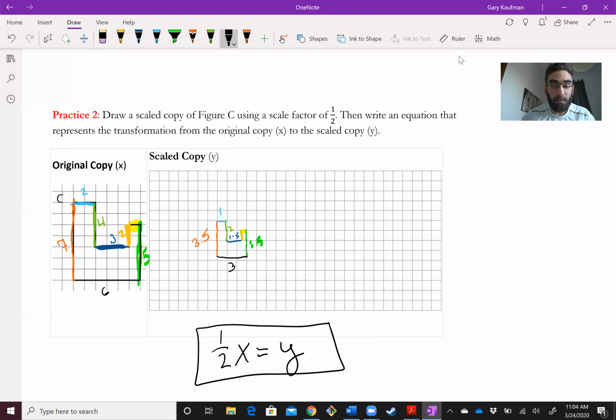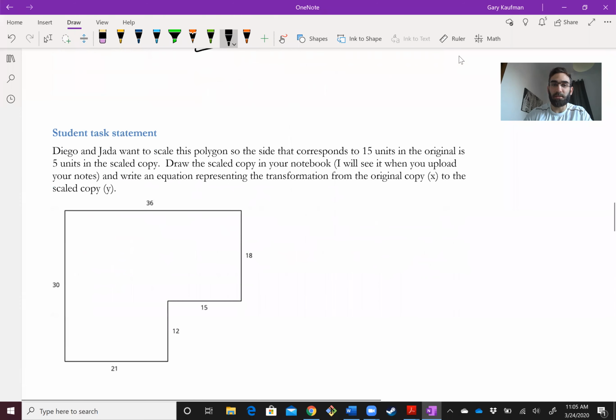So for this one, because the scale factor was 1/2, everything got smaller by 1/2. Because 7 times 1/2 is 3.5 for the orange side. 2 times 1/2 is 1. So my equation is 1/2 times x equals y. All right, I look forward to seeing your drawings.